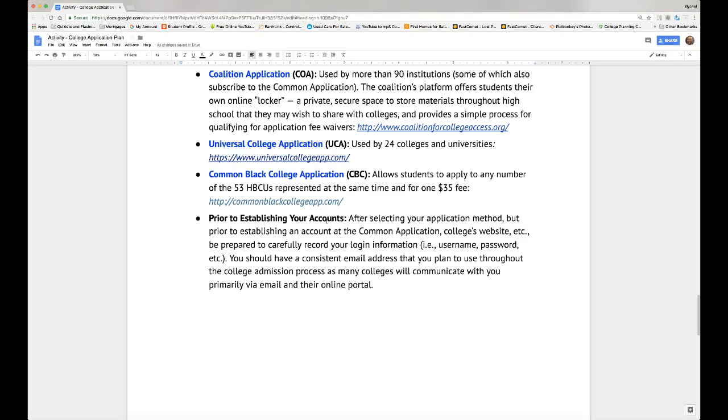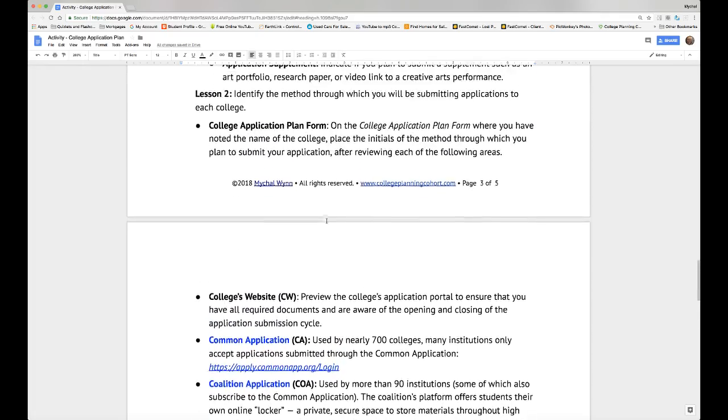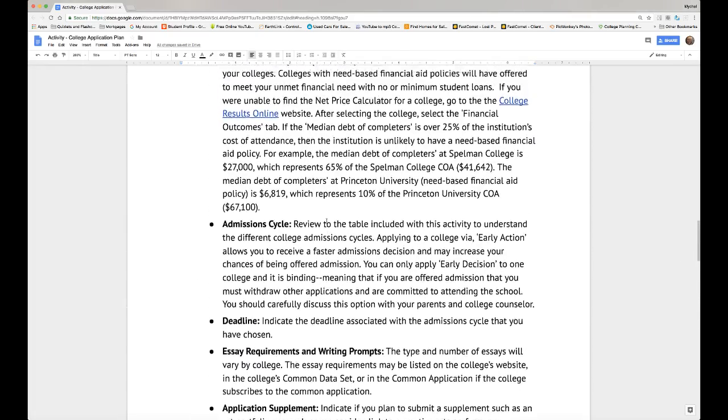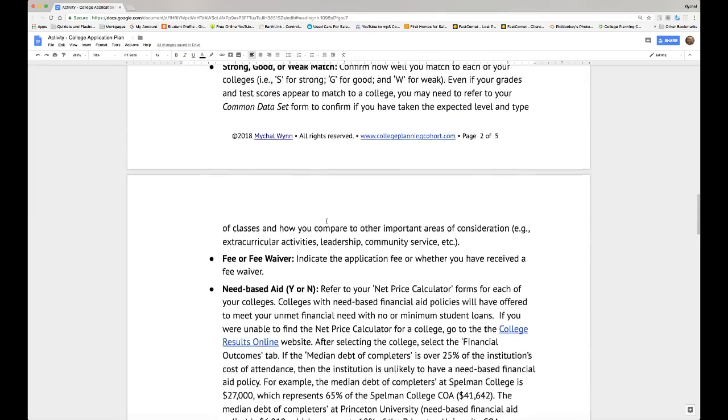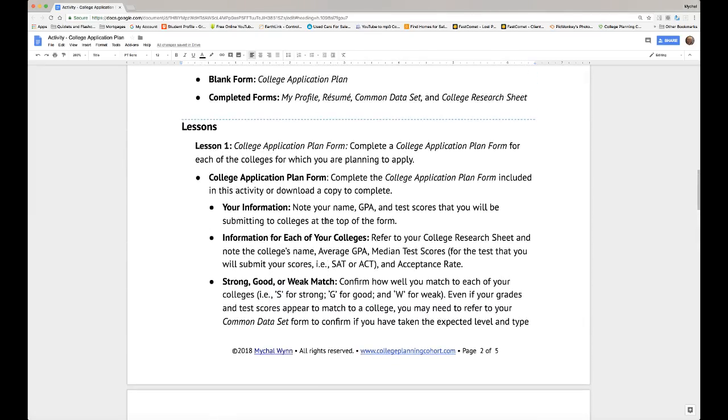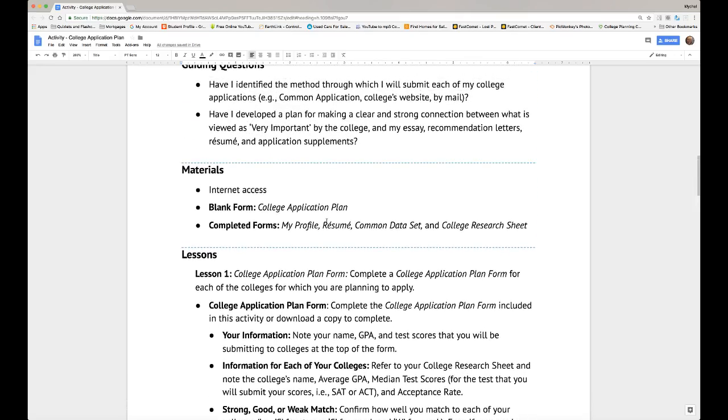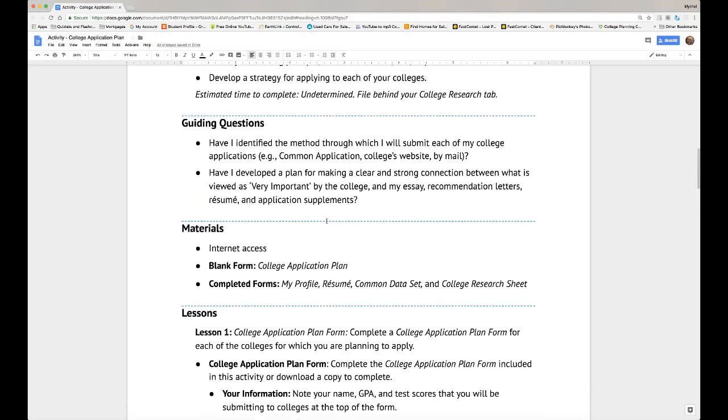So all of this is important in this college application plan activity. Take your time. If you have other questions, please ask them so that you have a clear strategy for moving forward.